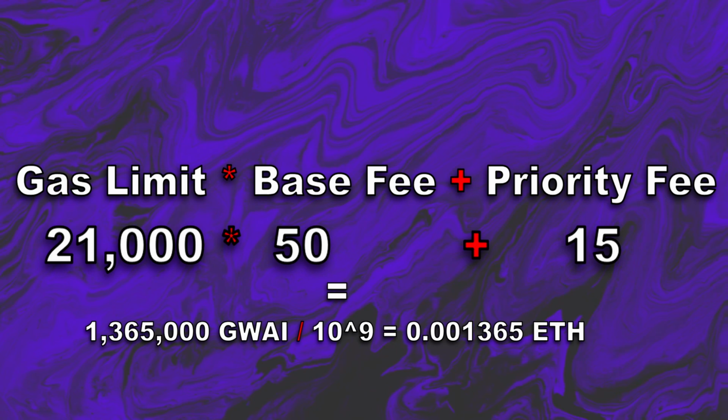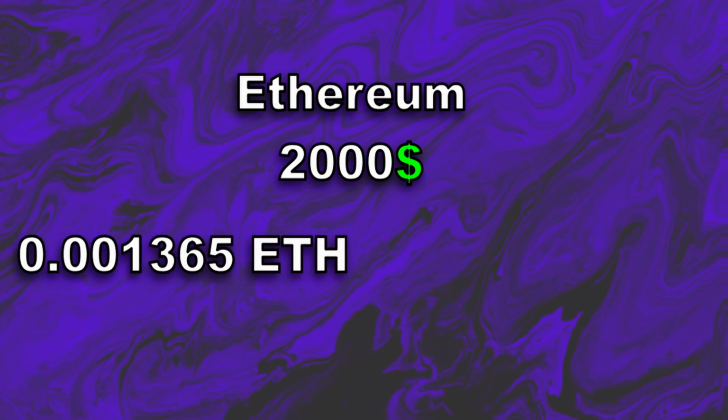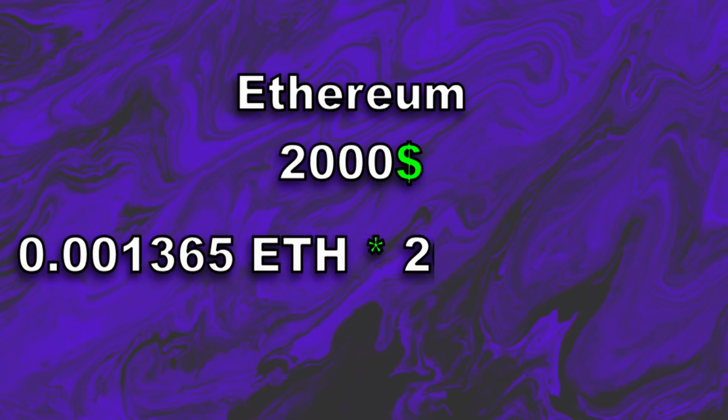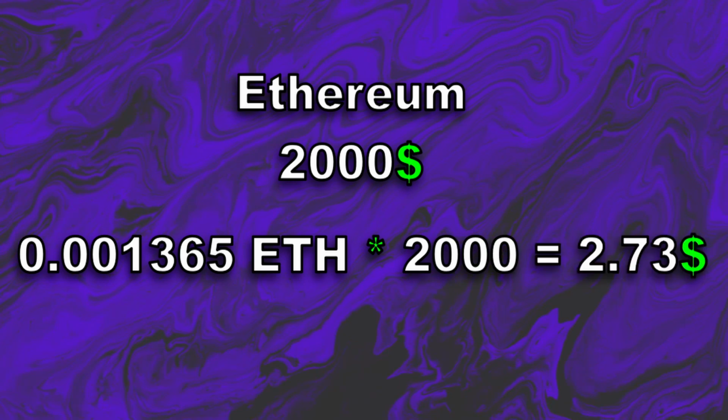And we can simply multiply that by the Ethereum price at the current moment to see the dollar cost of that transaction. So let's assume that Ethereum is $2,000, for example. That means 0.001365 times 2,000, and our transaction fee ended up being $2.73. And that is the transaction fee in dollars.